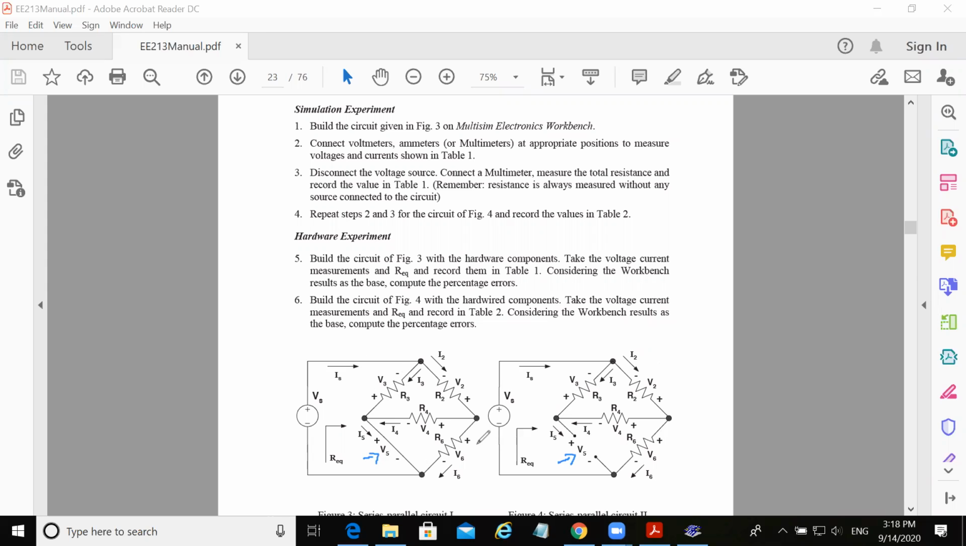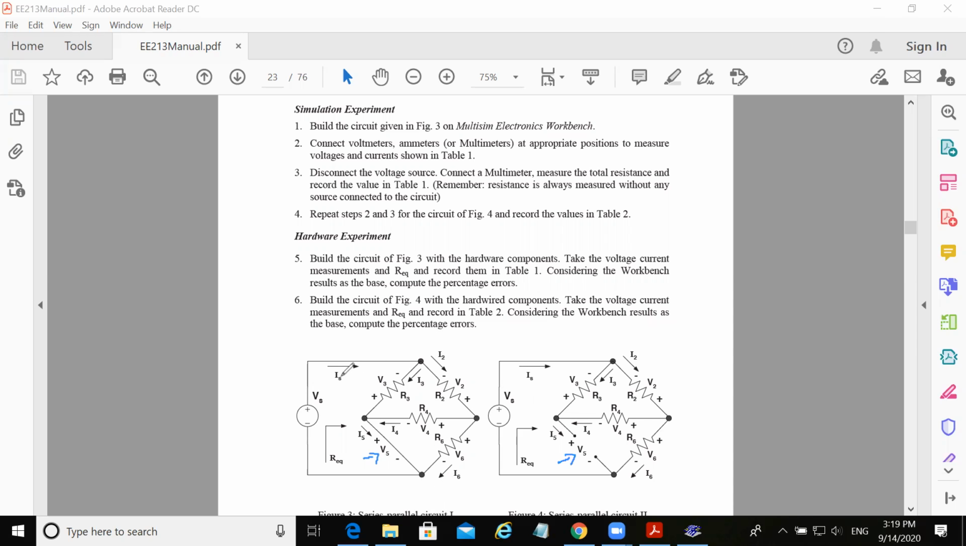Okay, all of the quantities are the same. The same voltage source, Vs, is used in both of them. Now, what are we supposed to do? We are supposed to build both of these circuits, one by one, using Multisim, and then find all of the quantities that are labeled here.